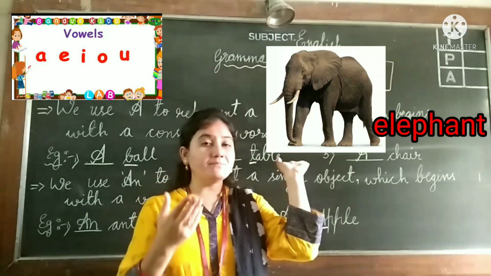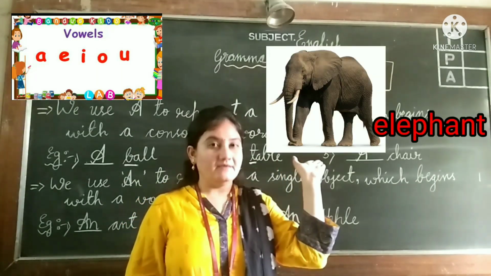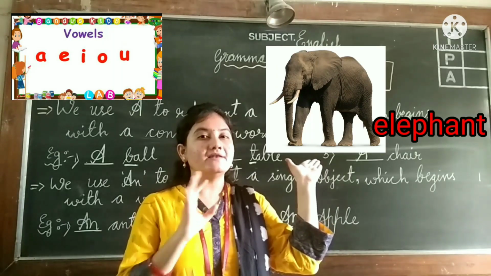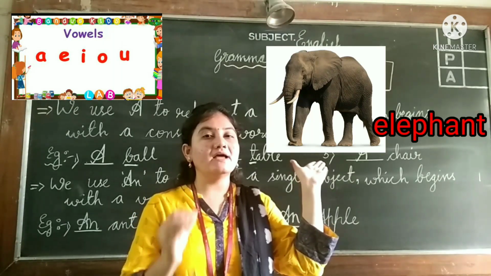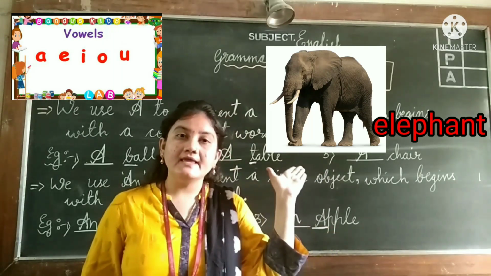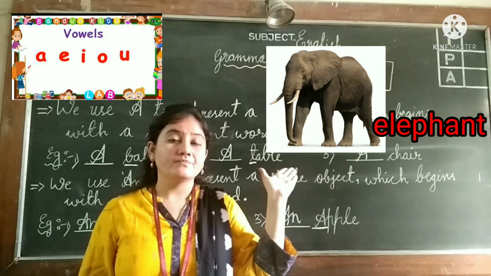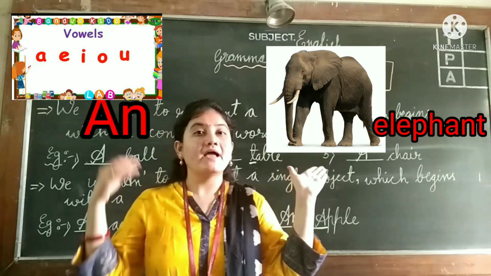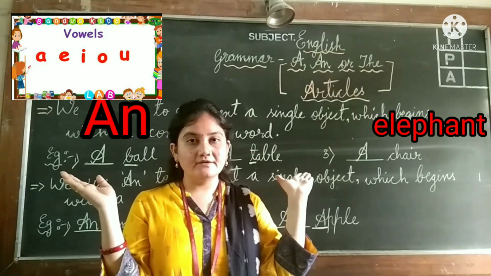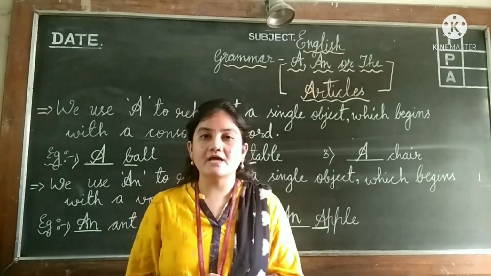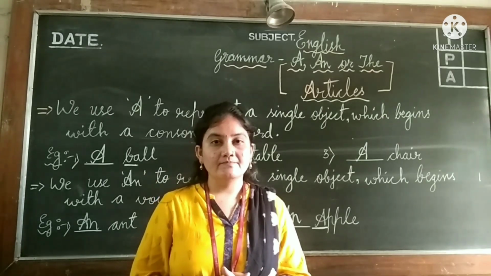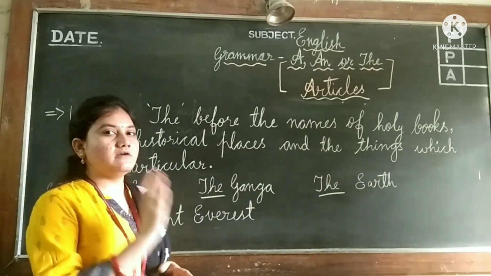Next, what's the picture, children? Yes, elephant, isn't it? So the word elephant begins with the letter E here, isn't it? So E is a vowel letter. So what we'll use here? An elephant. Got it? So these are the examples of vowel words. Got it, children? Now let us go to the third one, children.